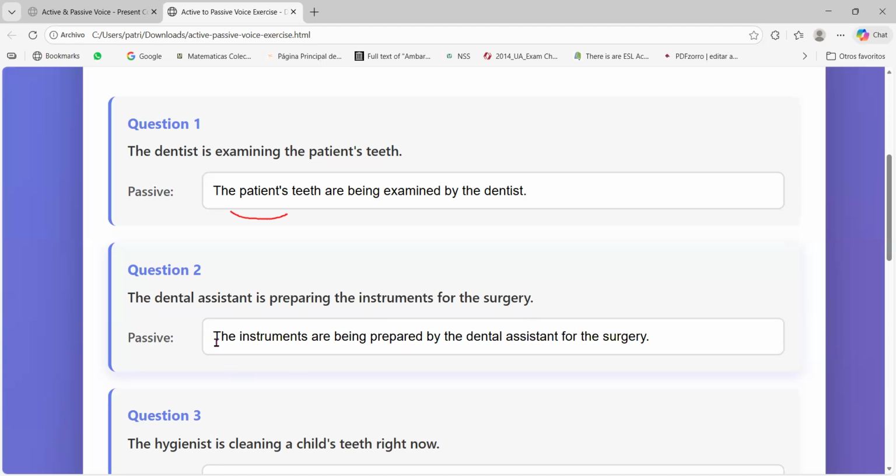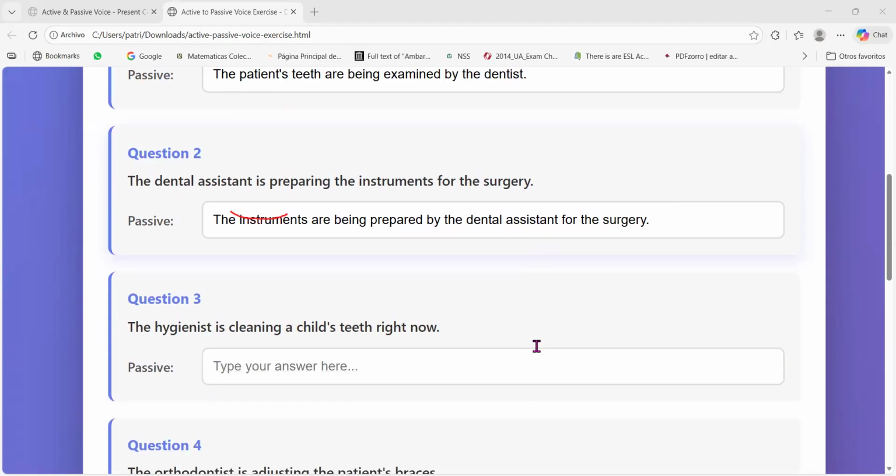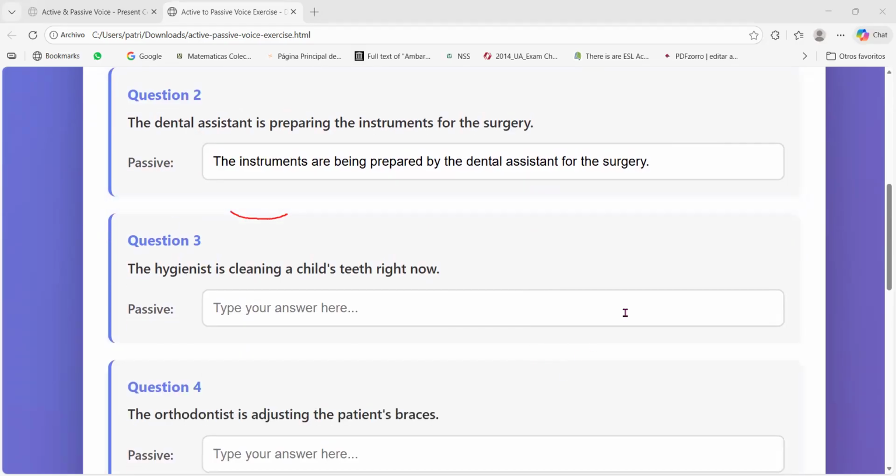Now, the transform. The instruments are being prepared by the dental assistant for the surgery. Thank you, my dear Sarah. So, first, action in progress. It is active, and then the transformation. Now, number 3.